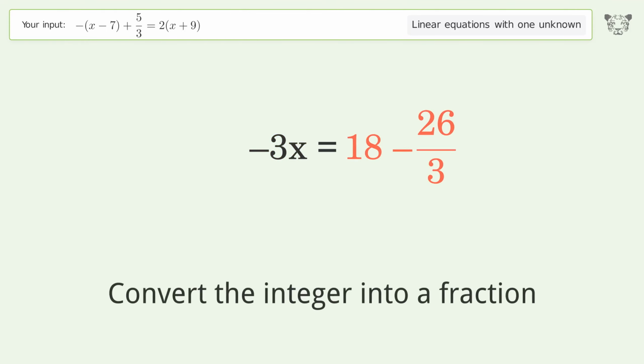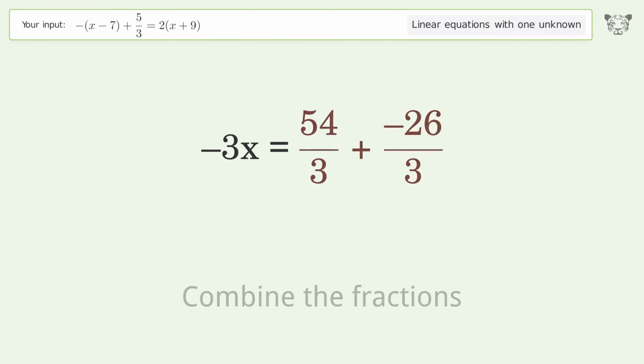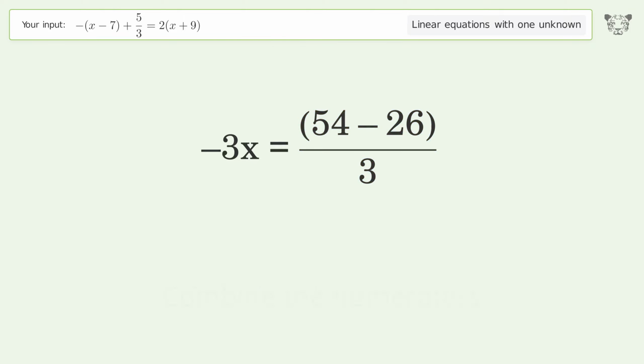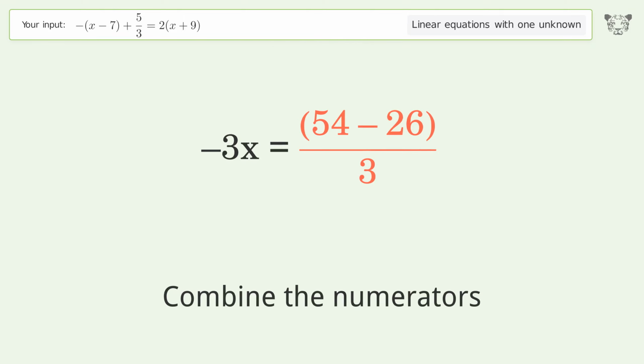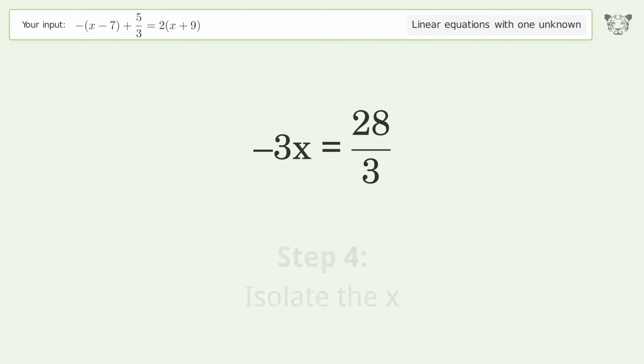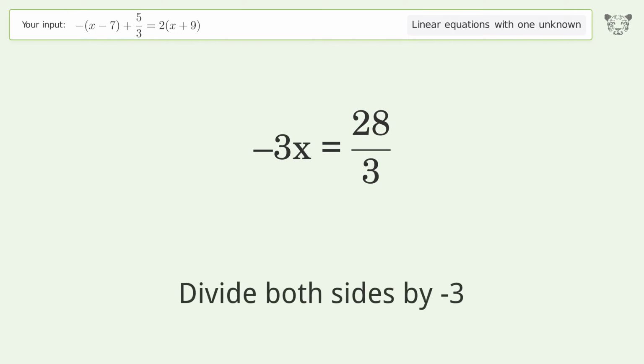Convert the integer into a fraction. Combine the fractions. Combine the numerators. Isolate the x. Divide both sides by -3.